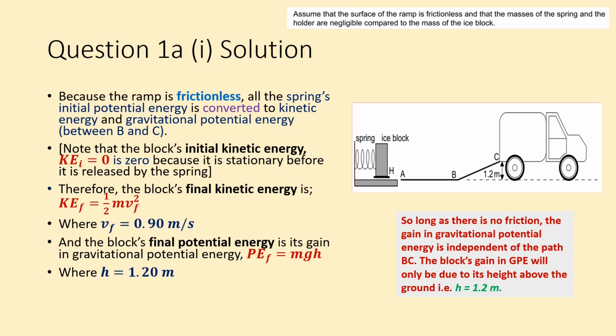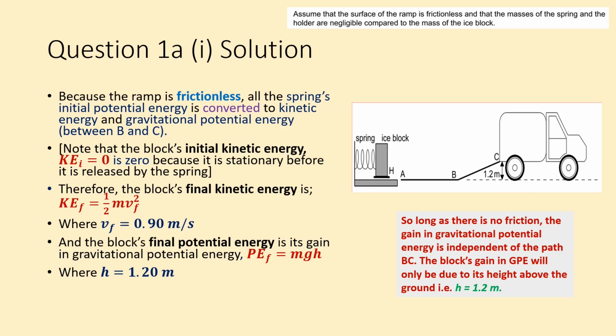Okay, but before we do, just notice that that block's gain in gravitational potential energy is only attributed to that height, 1.2 meters. You might have a little bit of doubt about this because you're saying that it's moving along a diagonal ramp. So it's not as if it's just being lifted directly from the ground and going up H. So you're going to ask perhaps, doesn't that angle of the ramp contribute something towards the energy change? No, it doesn't, because the key thing here is that this ramp is frictionless. So that means it doesn't lose any energy in other forms as it's going along that ramp.